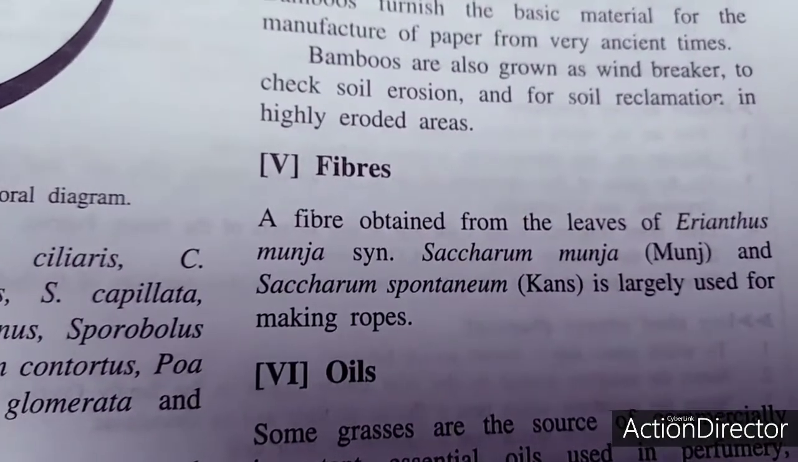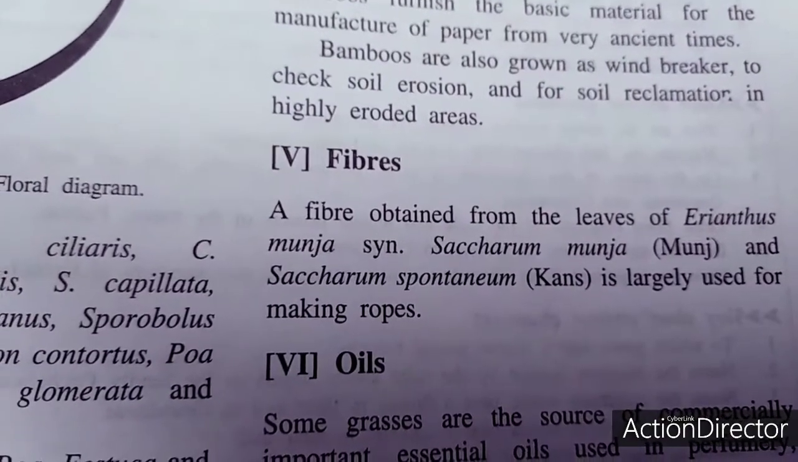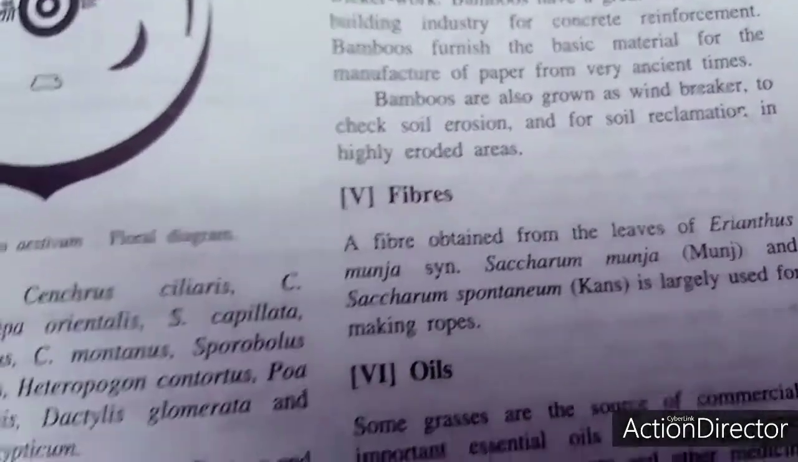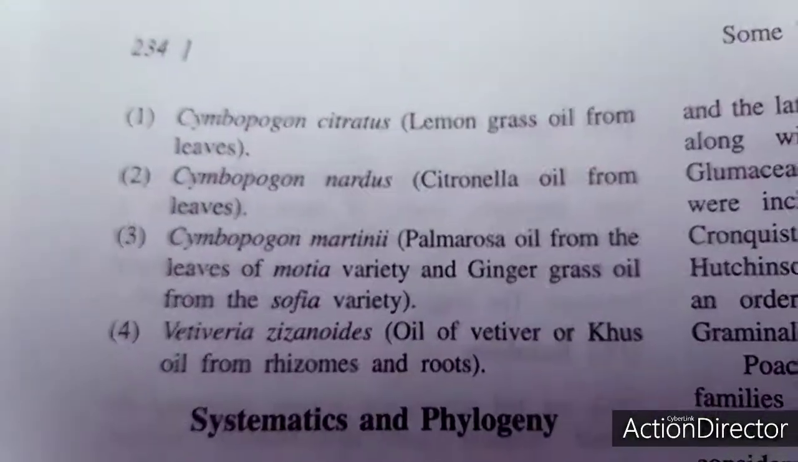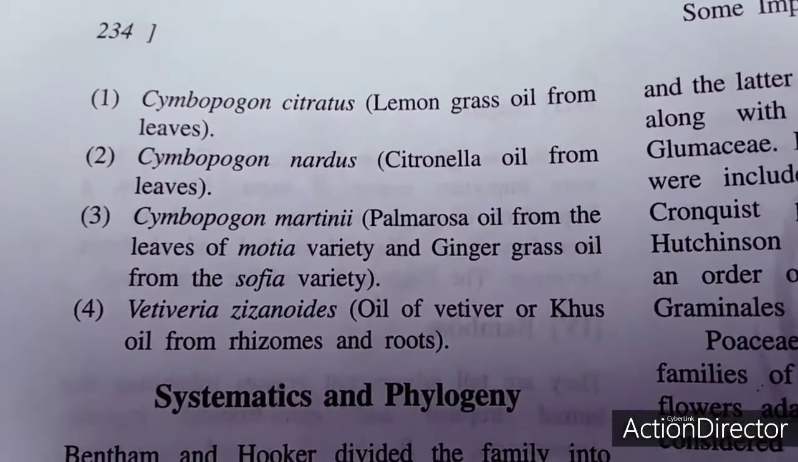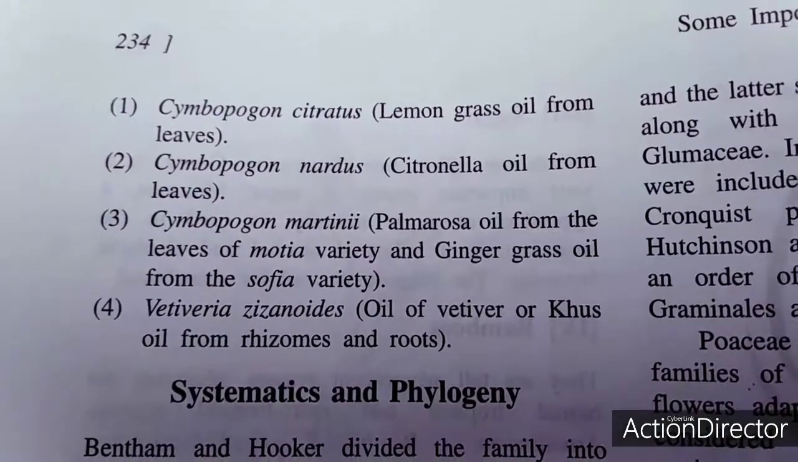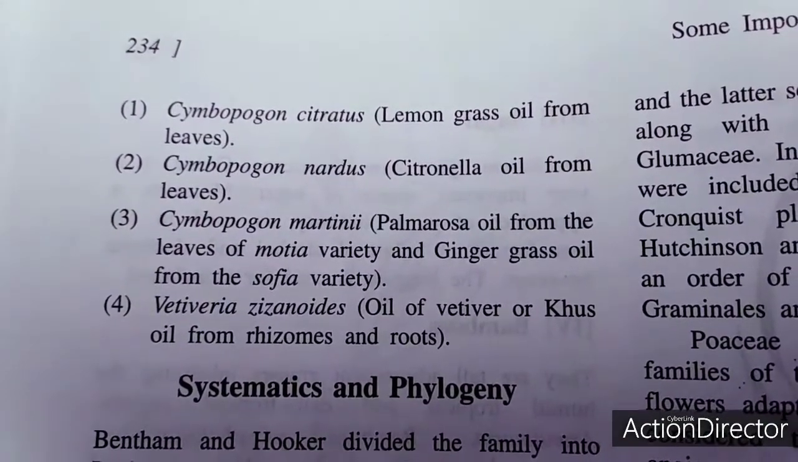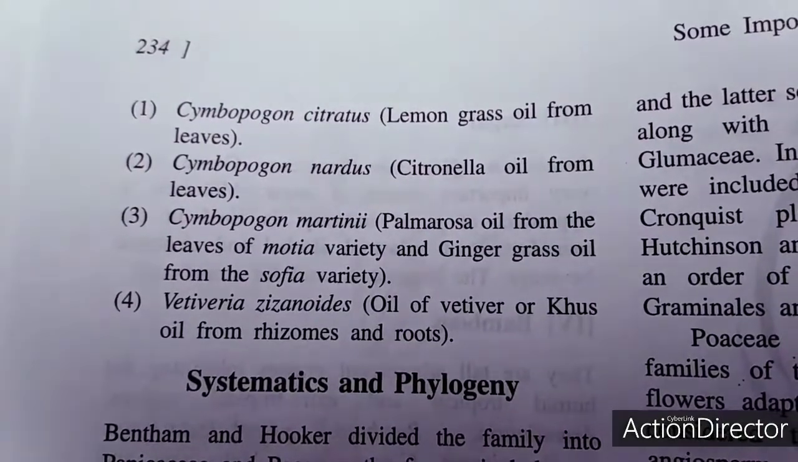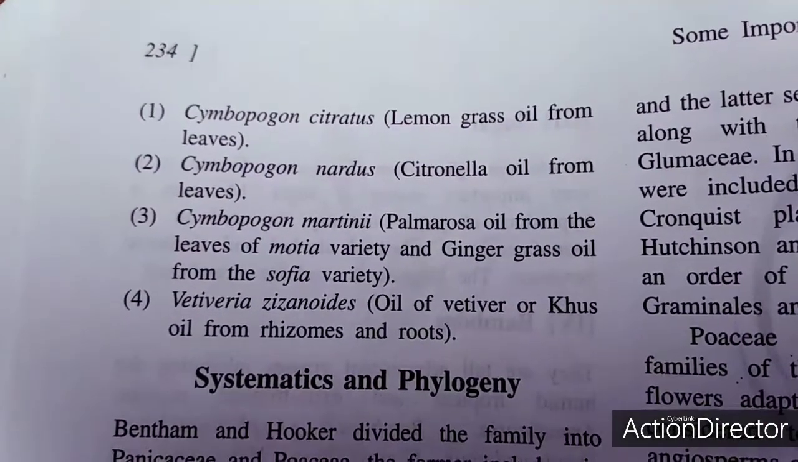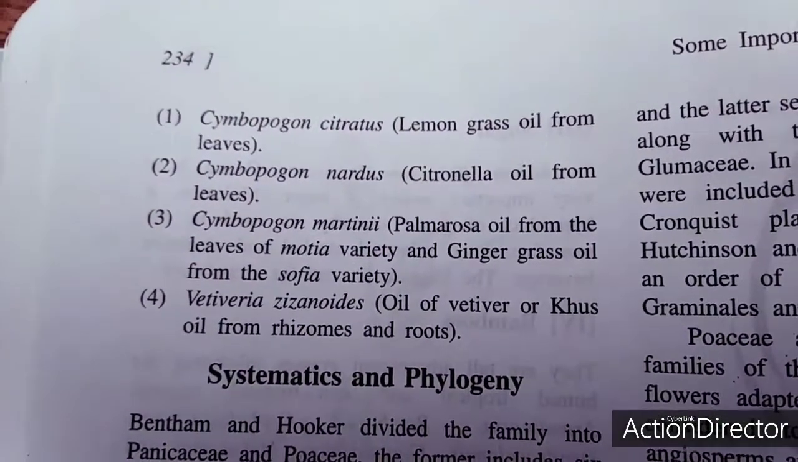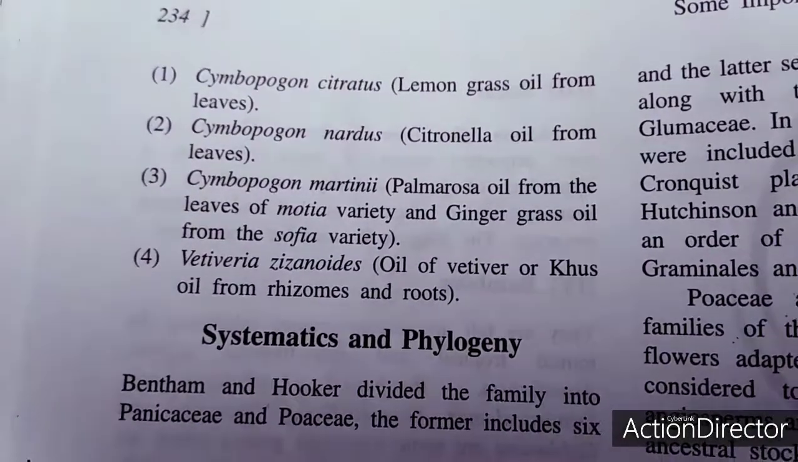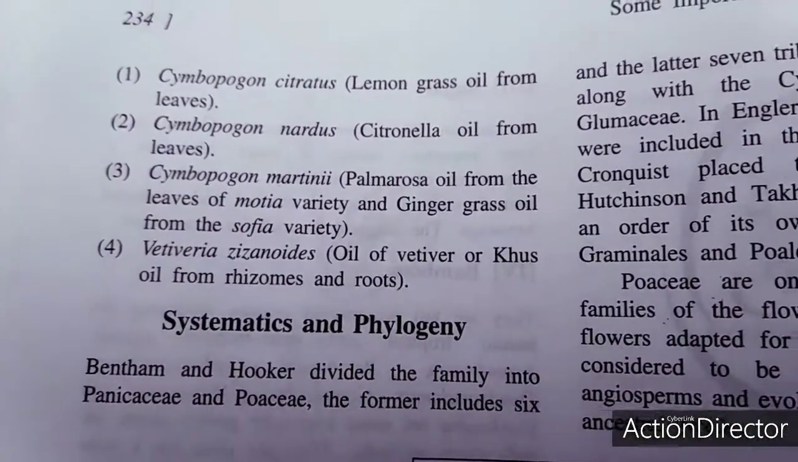Fibers are also there: Saccharum munja and Saccharum spontaneum, kans, also belong to this family. This family also provides oil, so it is very economically important to all of us. It has Cymbopogon citratus, lemon grass oil, Cymbopogon nardus, citronella oil, Cymbopogon martini, palmarosa oil, and also Vetiveria zizanioides, vetiver oil, which is obtained from the roots as well as the rhizome.